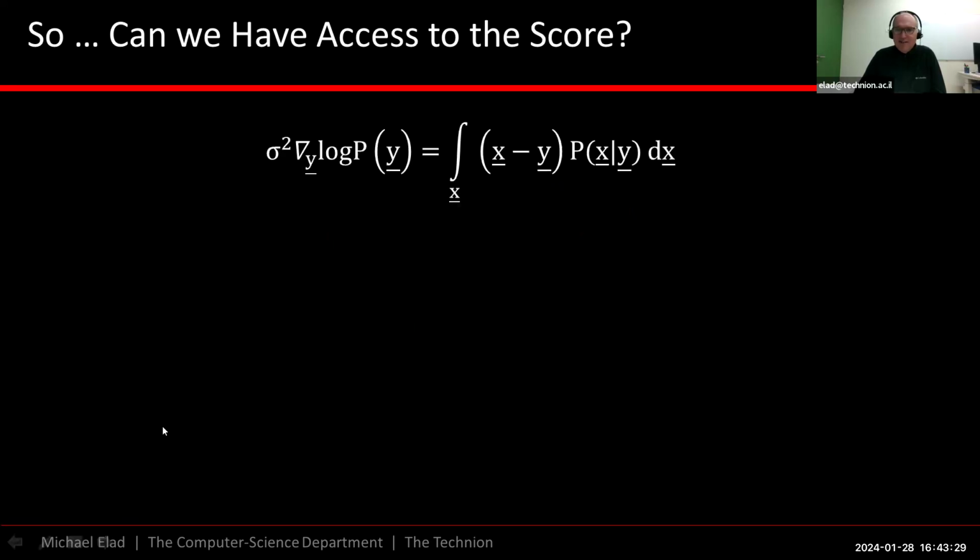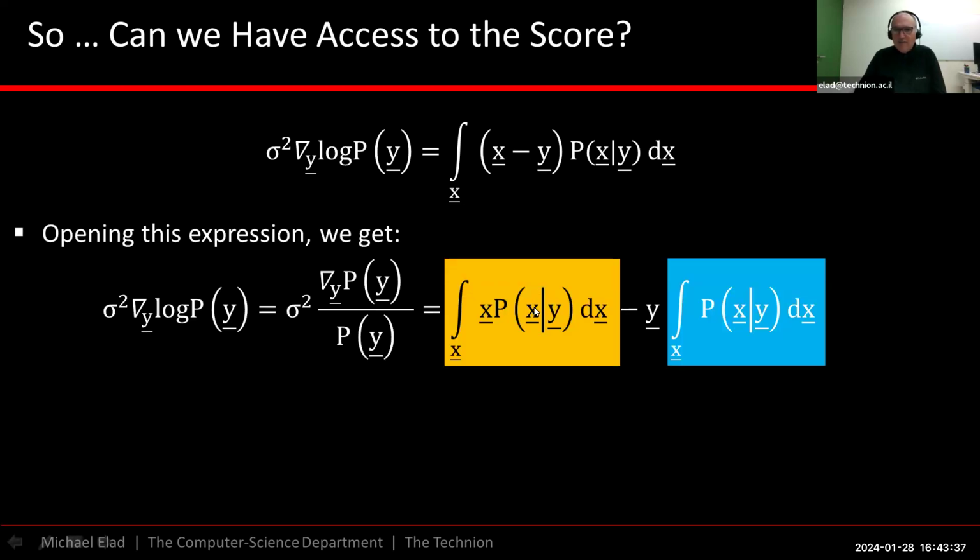Okay, so let's summarize. Here we are looking at this expression. Let's open this parenthesis and see what it says. It's an integral of x times p of x given y in yellow, and minus y steps out, integral of p of x given y. The blue part, what is it? What do you think? It's 1. It's an integral over some distribution. Who cares whether y is given or not? You are basically summing a probability density function with respect to all the x's. It must be 1. Okay?